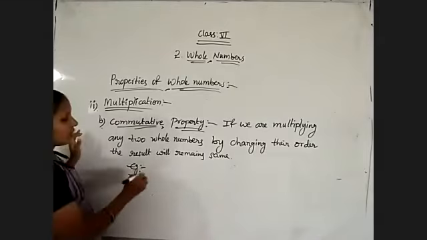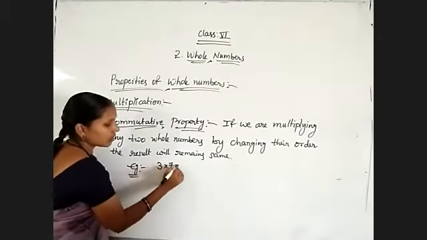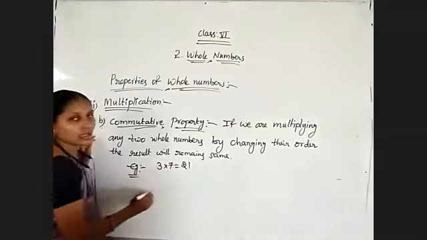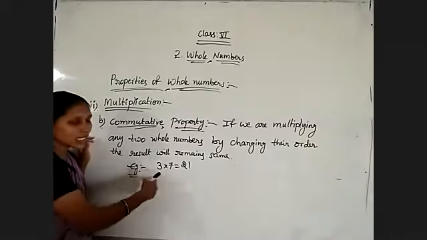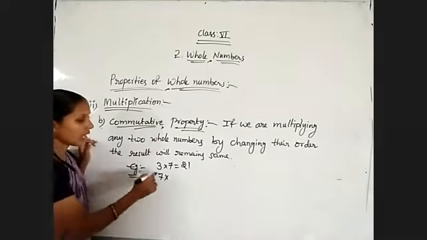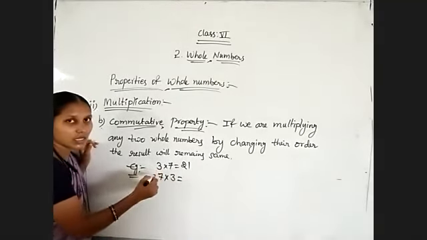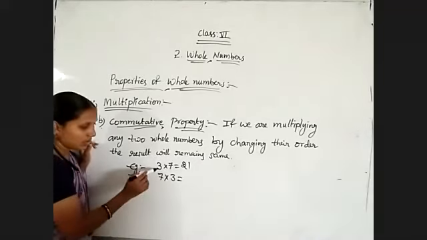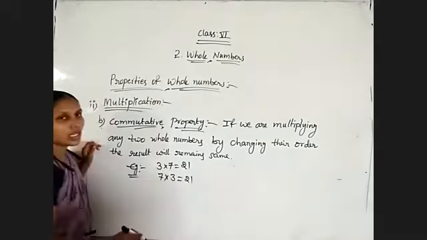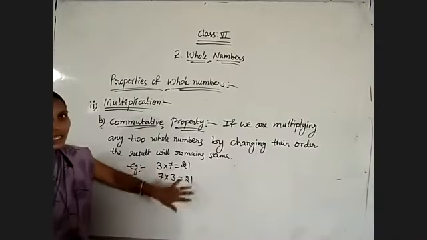Okay. So suppose I have 3 and 7. What is their product? 3 7s are 21. Now change the numbers. 7 is in the first place and 3 is in the second place. So I have changed the order of the numbers. I am taking the same numbers, but changing their order. So 7 3s are how much? 21. Even though you are changing the order of the two numbers, the product is not changed.